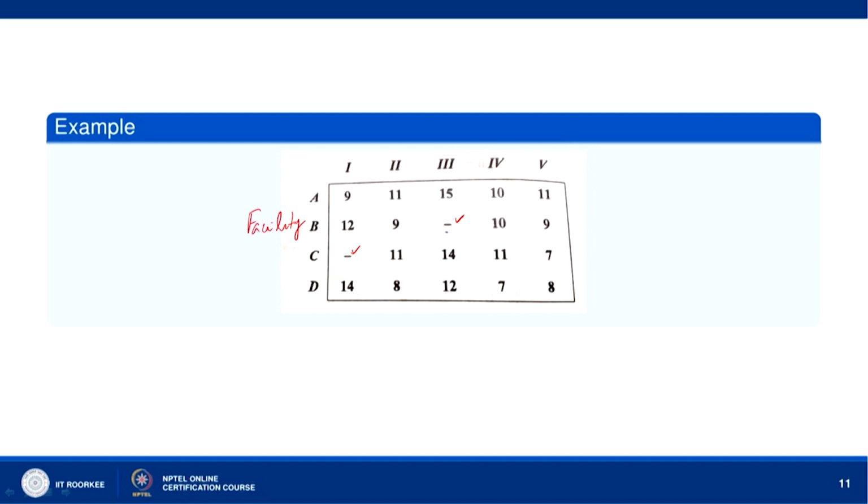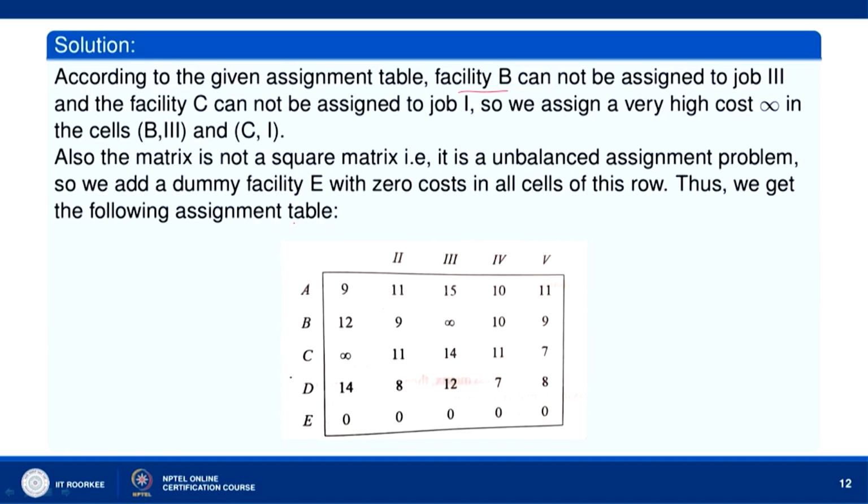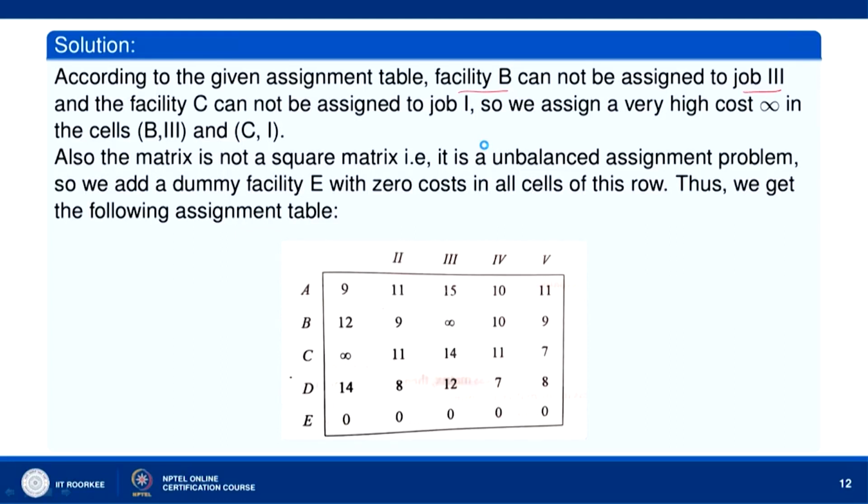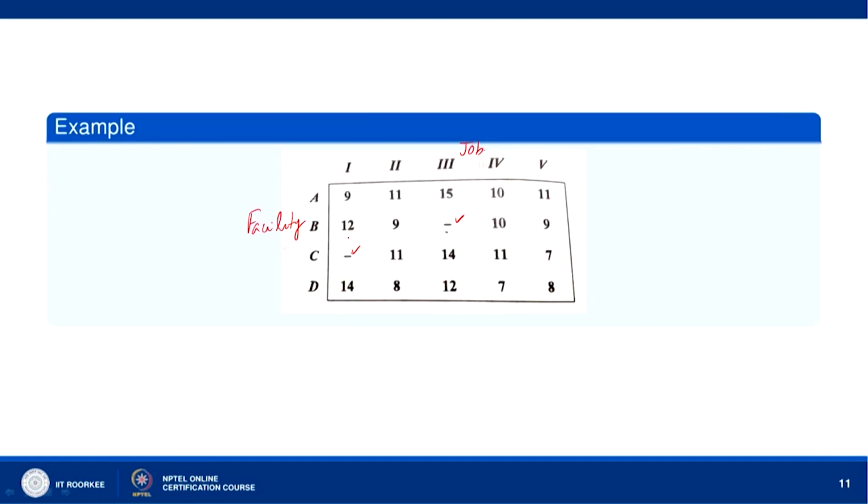So, facility B cannot be assigned to job 3. These are jobs. So, according to the given assignment table facility B cannot be assigned to job 3 and facility C cannot be assigned to job 1. So, we can assign a very high cost, that is infinity, to the cells B 3 and C 1. This cell is B 3. And C 1, this one is C 1.